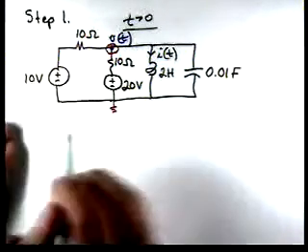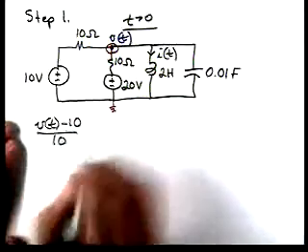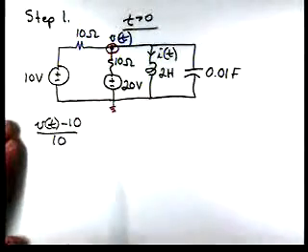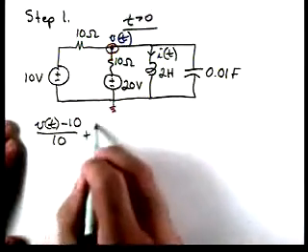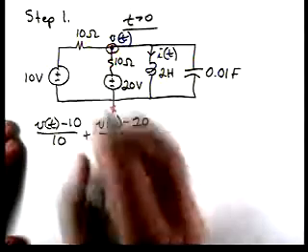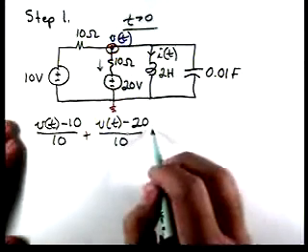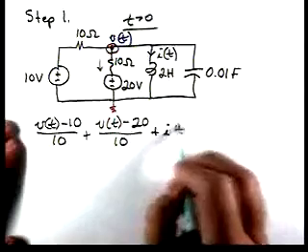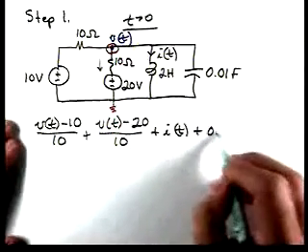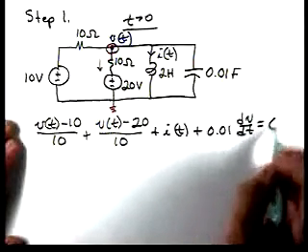If we do that, we'll have (v(t) minus 10) over 10. That's the current leaving through this direction. And then we'll have (v(t) minus 20) over 10. That's the current coming down this way. Then we'll have just i(t), it's this current, and then the current through the capacitor over here will be 0.01 dv/dt, and that's equal to 0.